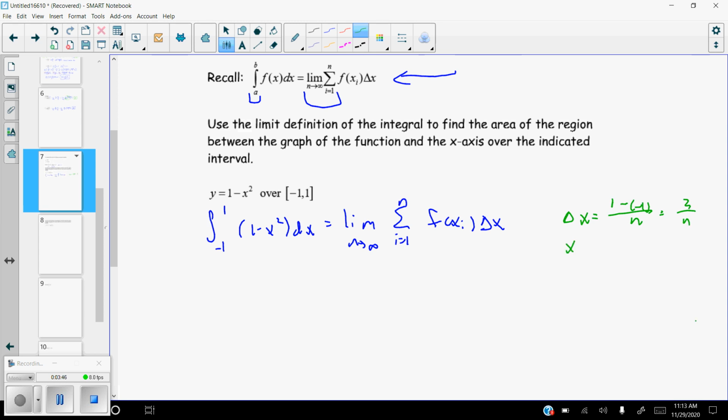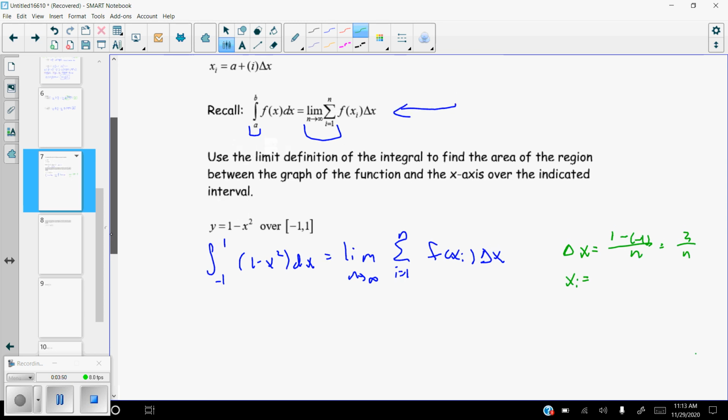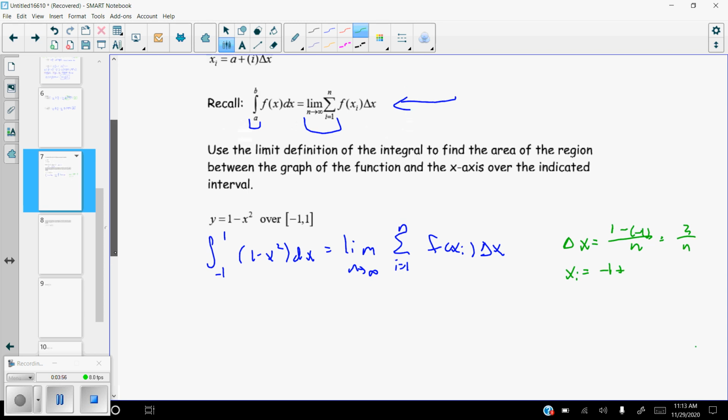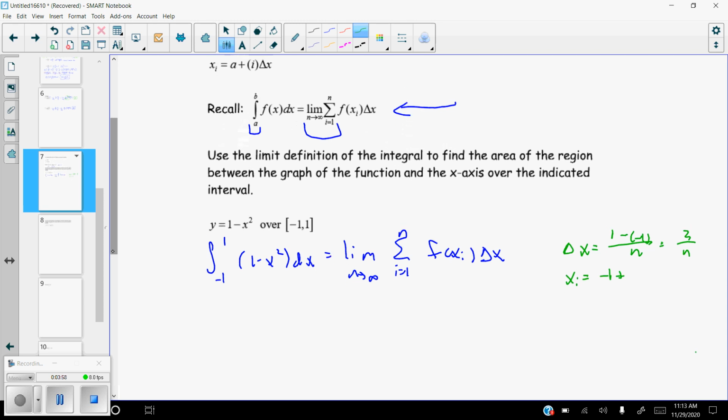I need x sub i. Well, according to our definition up here, x sub i is a. A value is -1. Plus, let's go back up here so we can see it, i times delta x. Well, that's just literally i times 2 over n. So we'll write it as 2 over n times i.